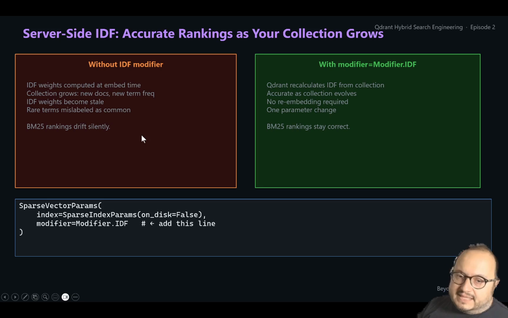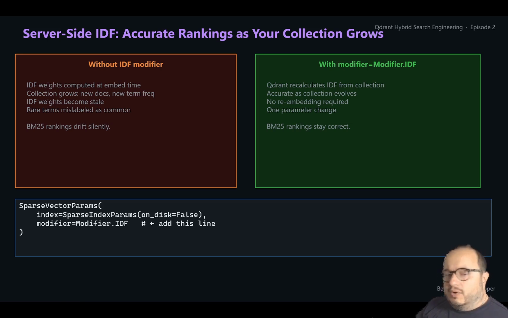Server-side IDF. FastEmbed's local BM25 computes IDF based on the documents you index in your application. For a static dataset, this is fine. For a collection that grows over time, documents are added, categories change, new terminology appears. The IDF weights become stale. Qdrant supports a server-side IDF modifier. The server recalculates IDF based on the current collection state whenever the collection changes. To enable it, you can use this code, sparse vector params. The modifier is IDF.